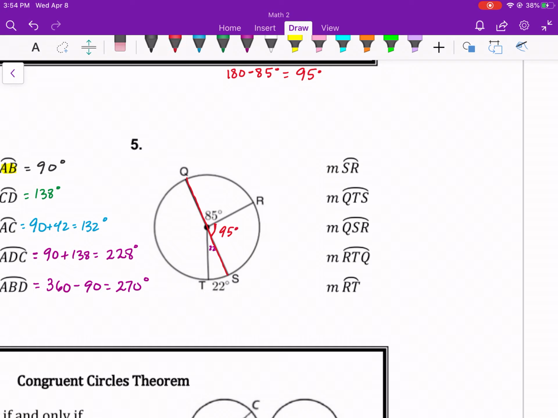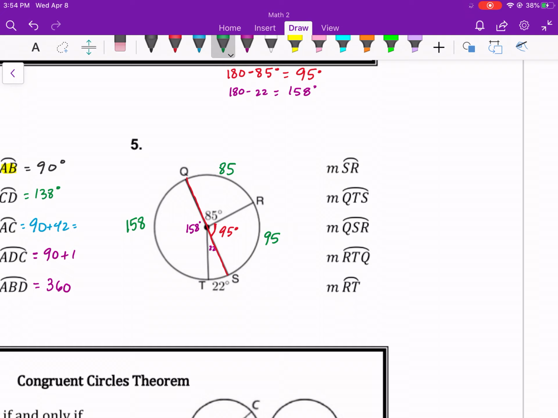Likewise, on the opposite side, we can do the same thing, but this time we're going to subtract 22 degrees, and that will give me 158 degrees. I like to fill in the whole thing. Now that I've filled those in, I'm going to go ahead and put them on the outside. So that's 85, that's 95, that's 22, and then this one, let me erase this stuff so we don't get thrown off. This one is 158.